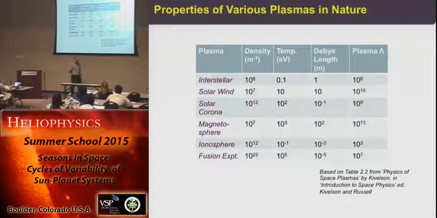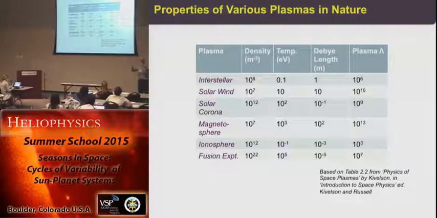So here's a table showing us some of these, taken from Margaret Kivelson's chapter in the Intro to Space Physics textbook. Here's your source of plasma in the universe, density, temperature, Debye length, and plasma lambda parameter. You'll notice that these quantities cover a wide range of magnitude scales, but the common thing is that plasma lambda is always huge compared to one. So this collective behavior will arise in all cases, okay?